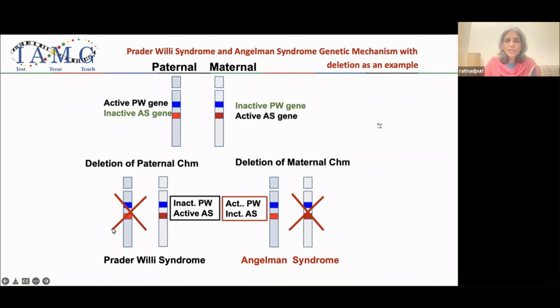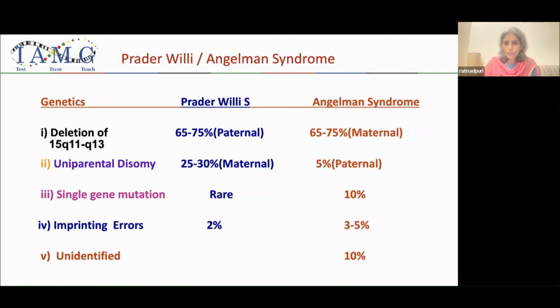So if there is a deletion in the paternal Prader-Willi gene, it will cause Prader-Willi syndrome. If there is a deletion in the maternal Angelman syndrome gene, it will cause Angelman syndrome. So the genetics of Prader-Willi and Angelman syndrome are exactly opposite. And this summarizes what I have told you. So a paternal deletion will cause Prader-Willi, a maternal deletion will cause Angelman.